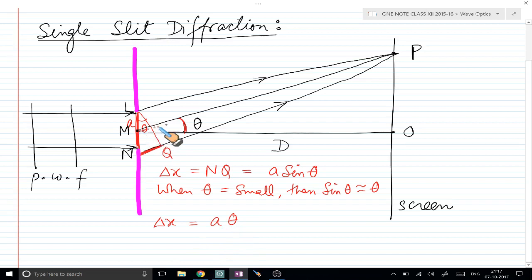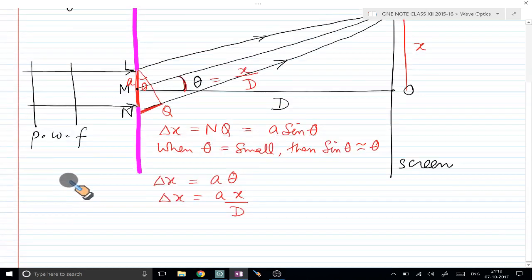From the triangle MPO, this theta is arc OP upon MO. That means if the position of P with respect to origin O is x, theta can be written as x upon radius D. So this a theta becomes a x upon capital D, which is the path difference. Now we have three things.